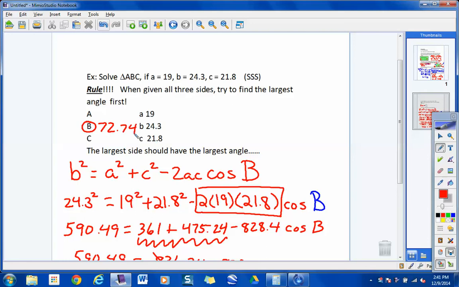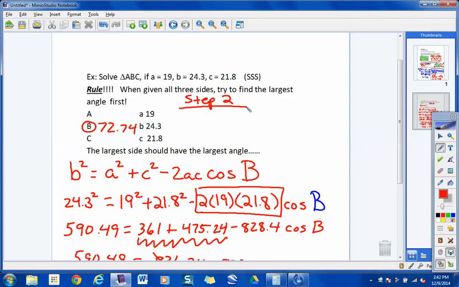Now here's the deal. You don't necessarily have to go this route, but I had encouraged you guys to find the largest angle first. Which would imply that angle A and angle C better be less than how many degrees? 72.74. All right, once you've law of cosined your way to find one other part, what are you going to apply afterwards? Law of sines. Let's use the law of sines to find angle A. I'll put that right up here as step 2. Let's law of sines our way through step 2. Here we go. Let's find angle A.